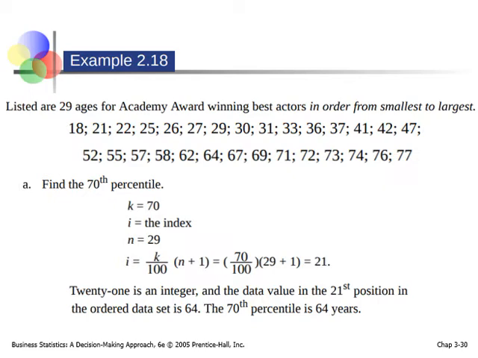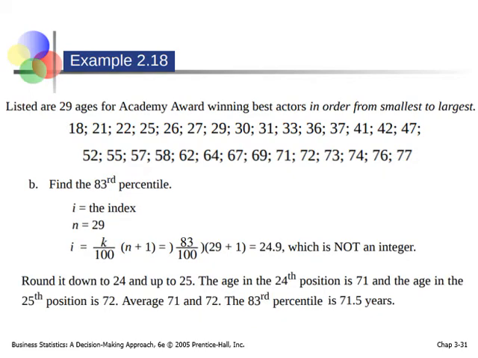Okay, so here is another example. Now, what we are looking for, in the same data set, is the 83rd percentile. What is the value at the 83rd percentile? It is the same function, the same procedure. If we solve this, we have 24.9. This is not an integer, so let us round that. So it becomes 25. Now, if we count this, we have 29, so we start counting from 29, 28, 27, 26, 25.